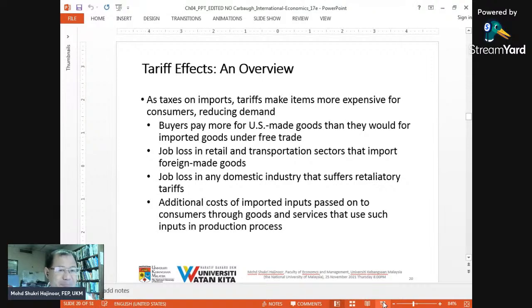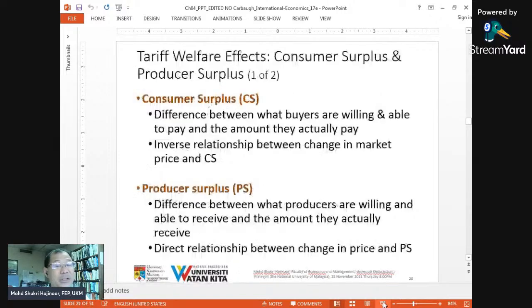Tariff impacts and overview. Taxes on import tariffs make items more expensive to consumers and reduce demand. Buyers pay more for US-made goods than they would have bought under free trade. Job loss in retail. I'm going to go quickly because more important is to look at the graph. Job loss in retail and the transport sector that import foreign-made goods. Job loss in any domestic industry that suffers retaliatory tariffs. Additional cost of imported inputs is passed on to consumers through goods and services that use such inputs.